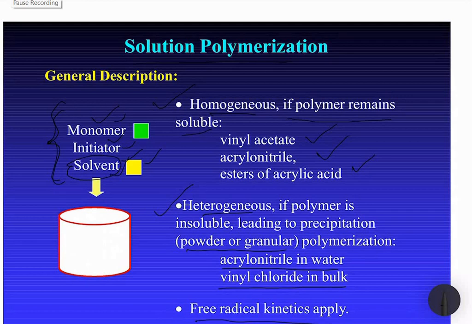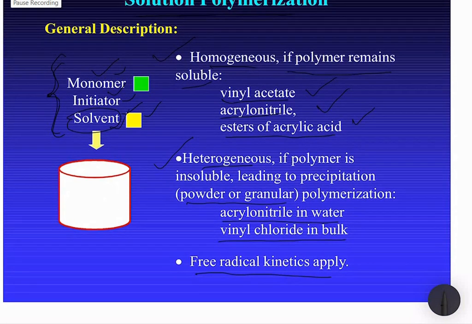whereby in the beginning the system is homogeneous because the monomer is soluble in the solvent, and so is the initiator, and with time the polymer which is being formed also remains solubilized in the solvent. So from beginning till end, the system remains homogeneous. That way it is called a homogeneous solution polymerization technique. The polymerization of vinyl acetate, acrylonitrile, and esters of acrylic acid, for these kinds of monomers, we can adopt the overall homogeneous solution polymerization technique.